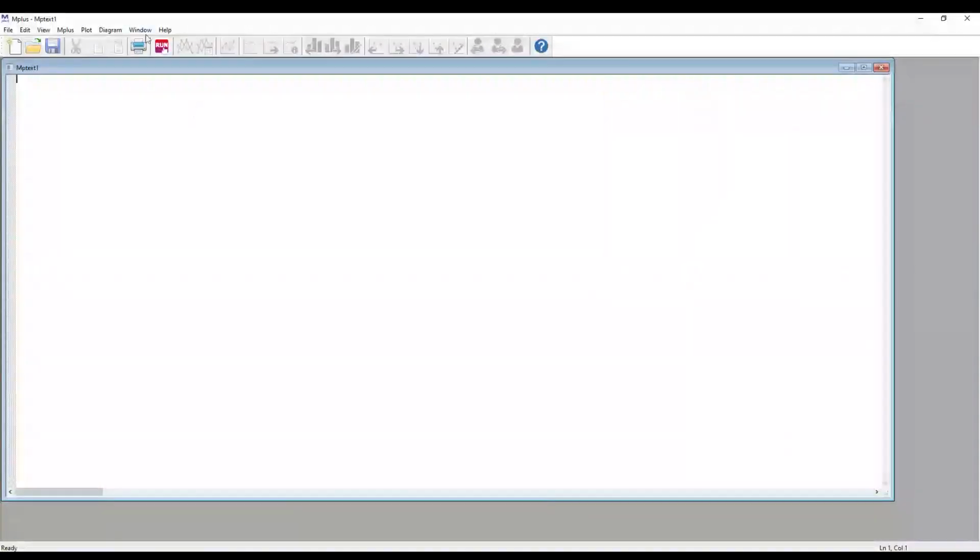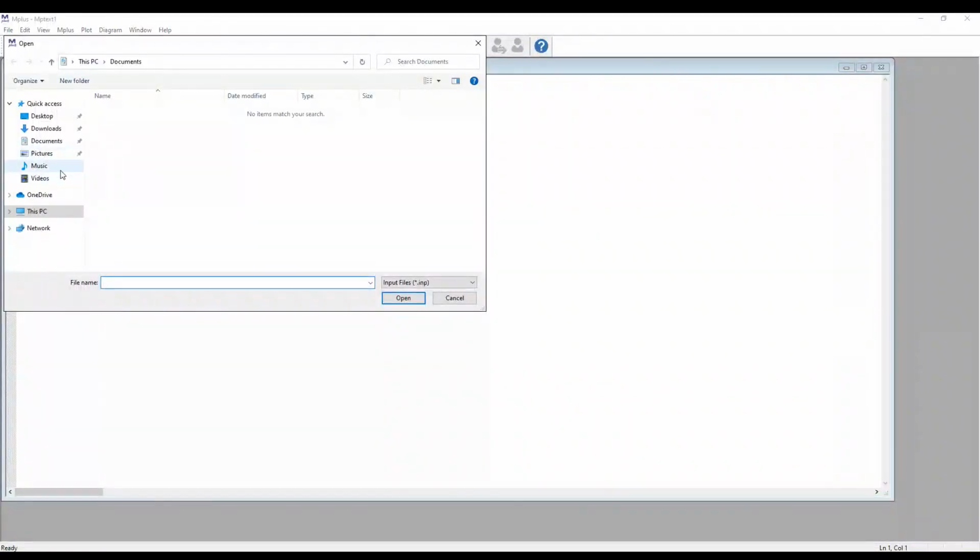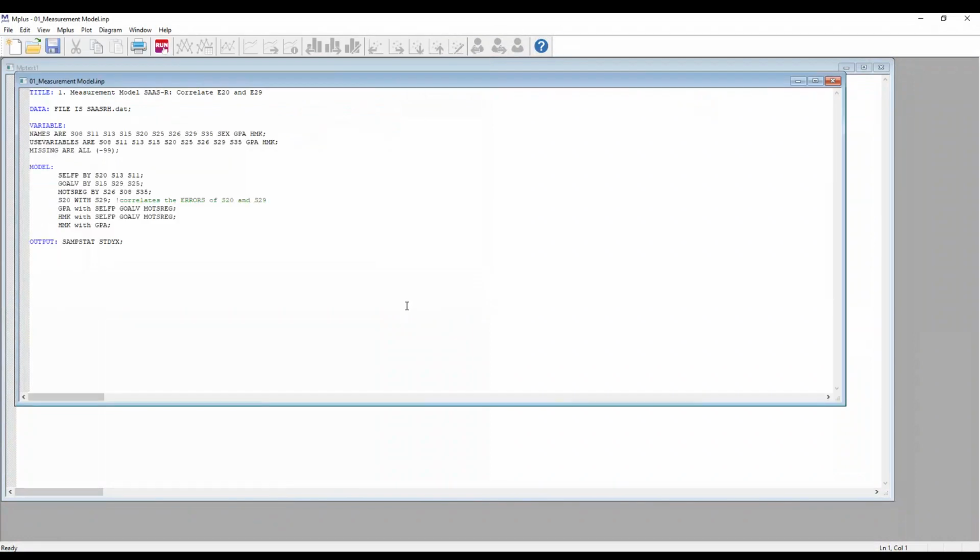Okay, so I'm going to go to File, Open, and I'm going to find my M+ input here somewhere, desktop, week 4 M+. And you can see I've got 3 models here. The first one is the measurement model, then the just identified model, and then the conceptual model. So let's go ahead and open.